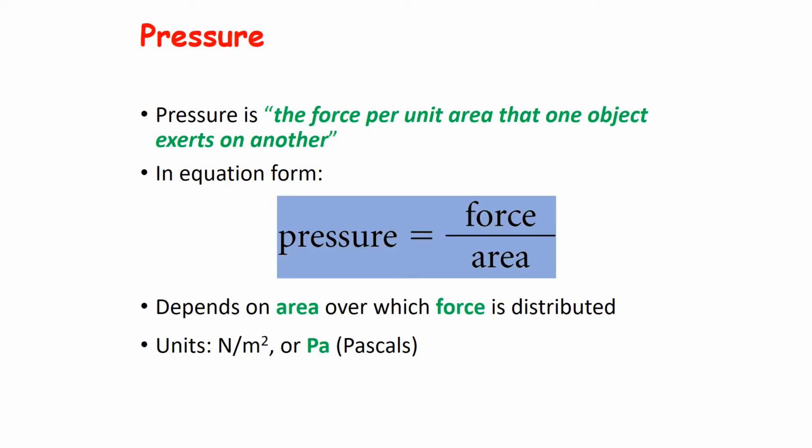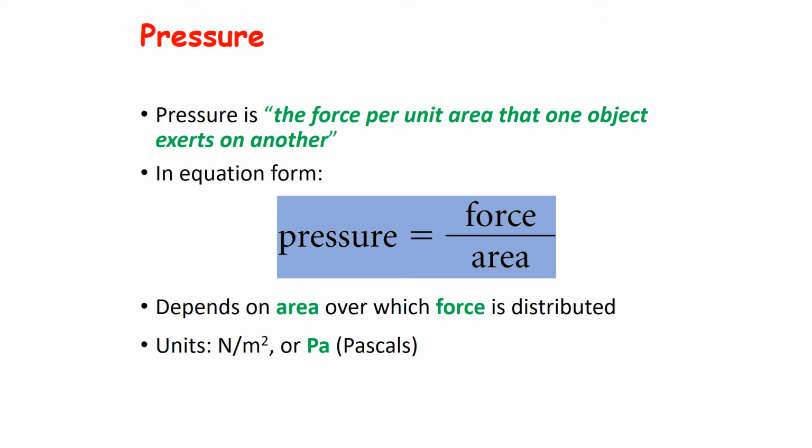Let us first start by defining what we mean by pressure. When an object exerts a force on another object, we say that object 1 exerts a pressure on object 2. Pressure can be defined as the force per unit area that one object exerts on another. Pressure is directly proportional to the force applied and inversely proportional to the area. To calculate it, pressure equals force divided by area.